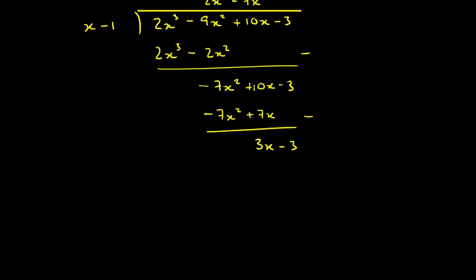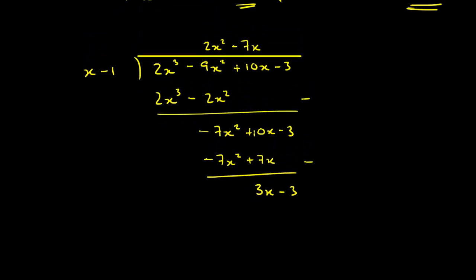Okay. And then lastly, 3x is my new leading term. I divide it by x. That gives me 3. And I multiply 3 by the divisor, which is 3x minus 3. And of course, that subtracts off to give 0, which is what I expect, because we know that x minus 1 is a factor, which means there's no remainder.